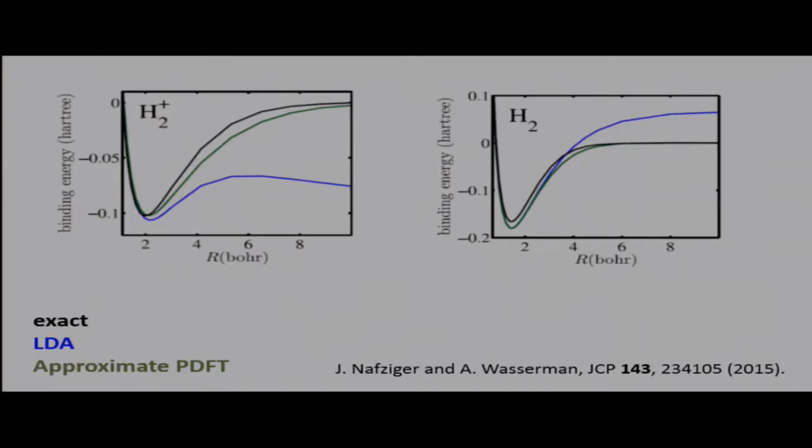Go back here, sorry. Remember the error due to fractional charges and the error due to fractional spins.